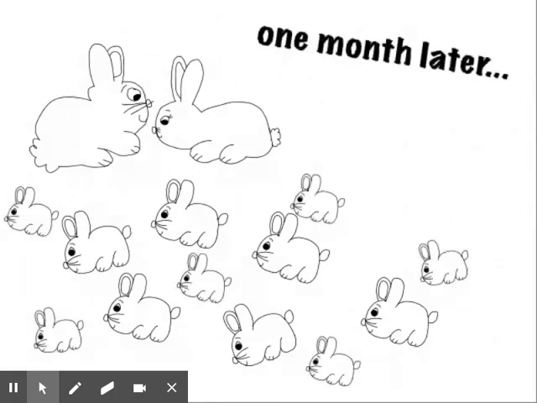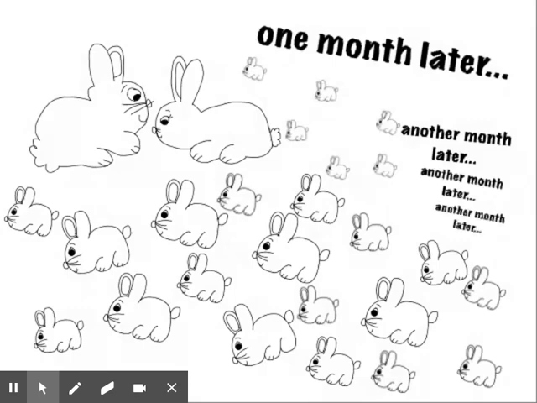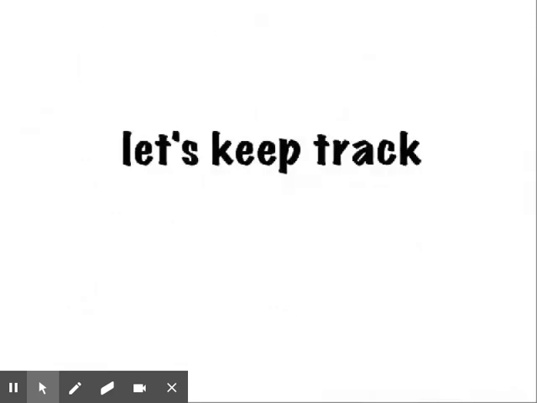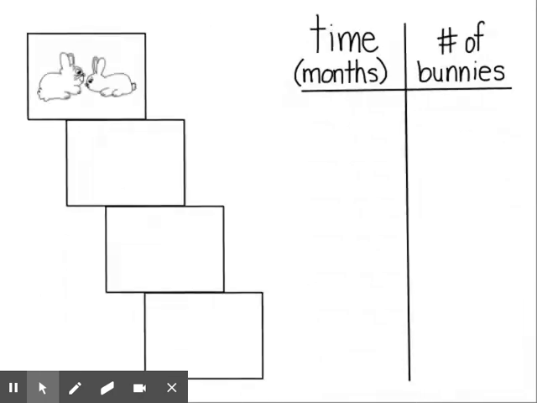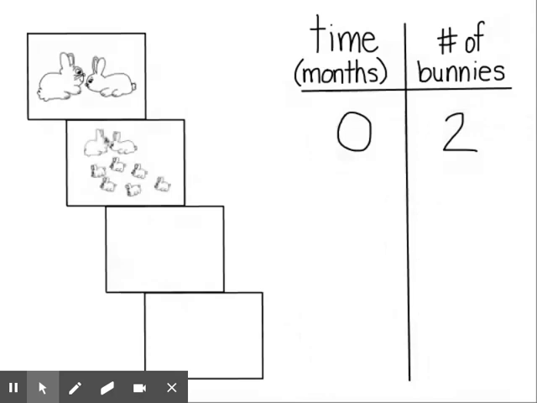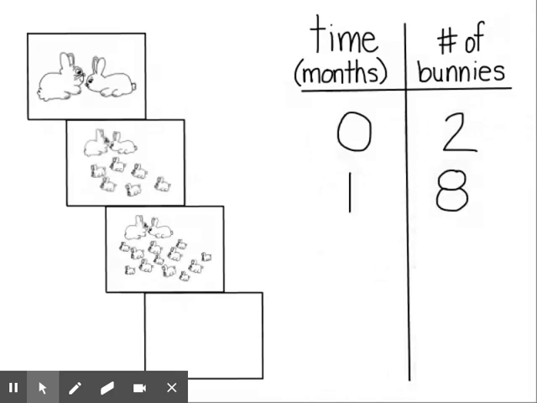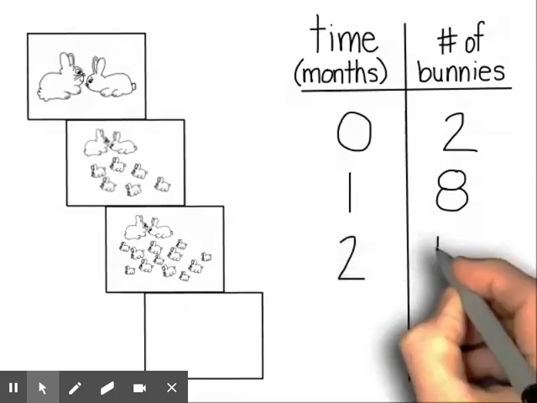One month later. Oh my. Another month later. Oh no. That's a constant proportion. Another month later. Oh my gosh. Let's keep track. Time in months. Month 0, we have 2 bunnies. Month 1, we have 8 bunnies. How many babies did they have? 6.